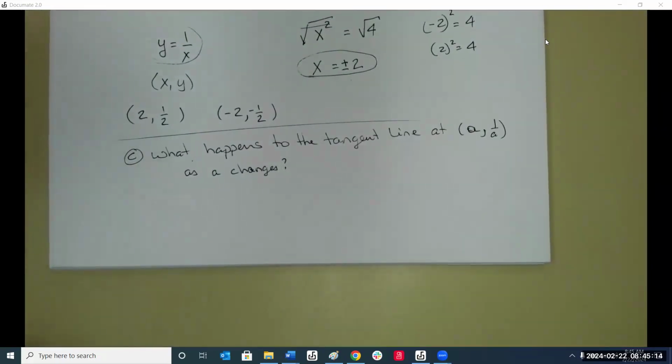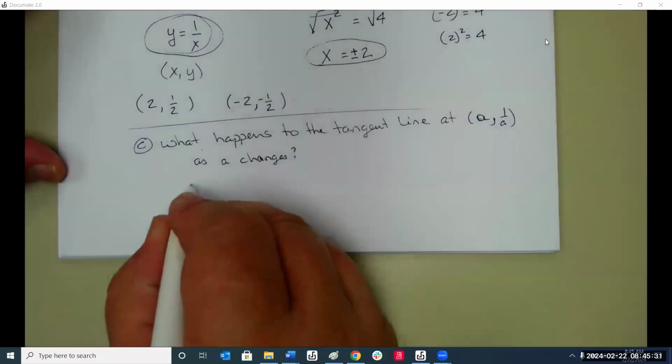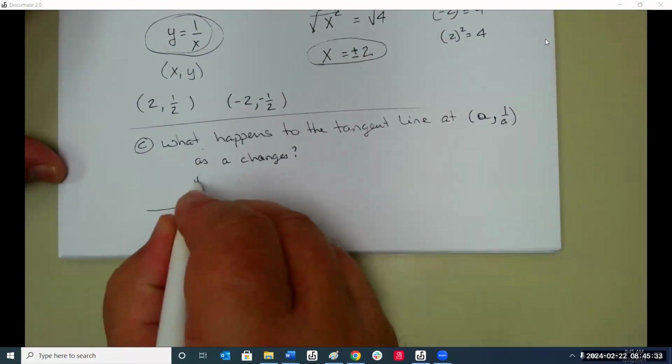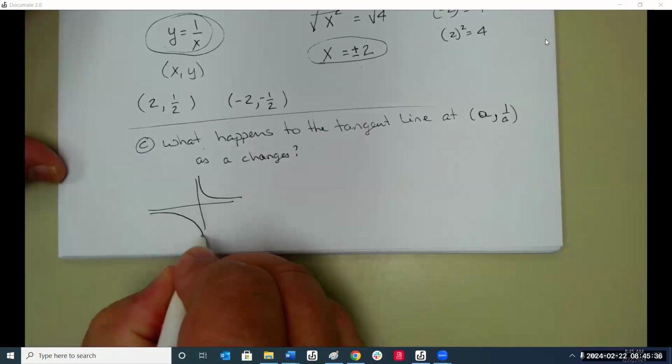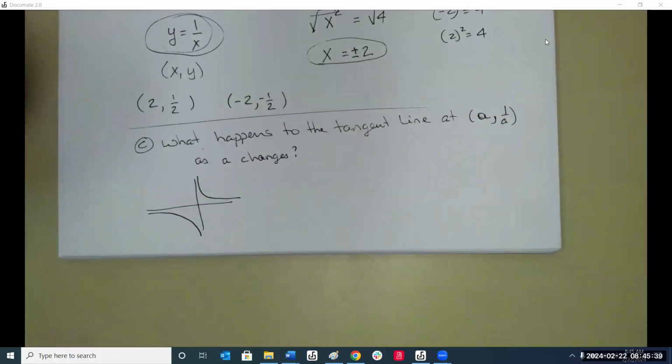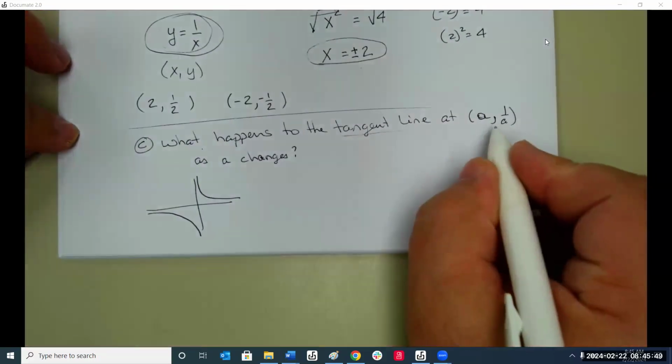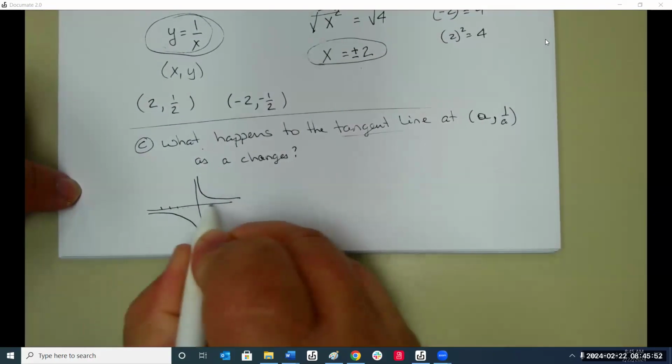It helps to know what the graph of the function looks like, which is why I asked you guys to memorize the library of functions. What does this graph look like? The graph looks like this. So what happens to the tangent line? In other words, what's the slope of the curve as A changes?